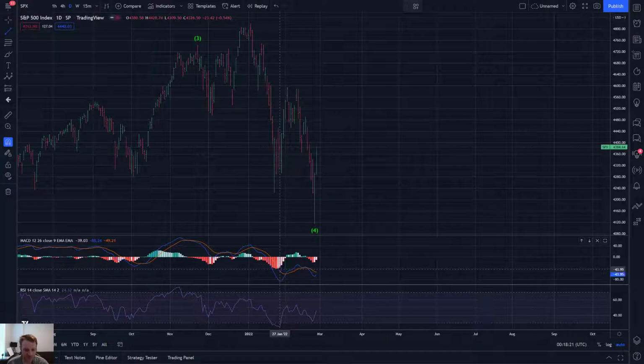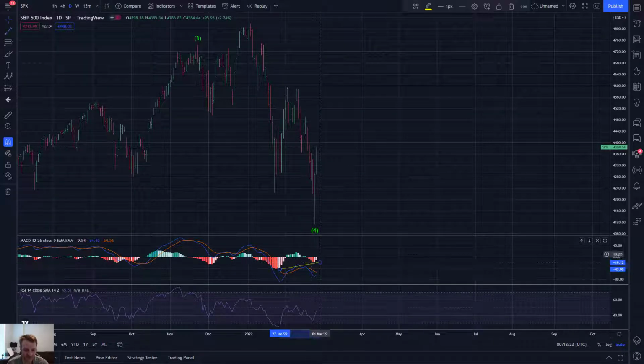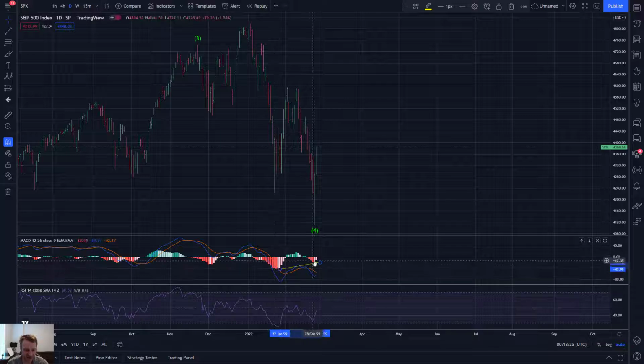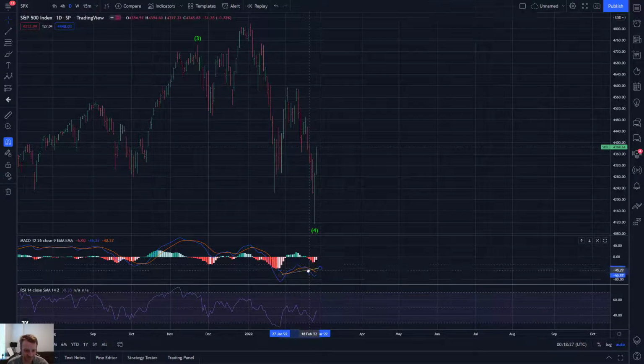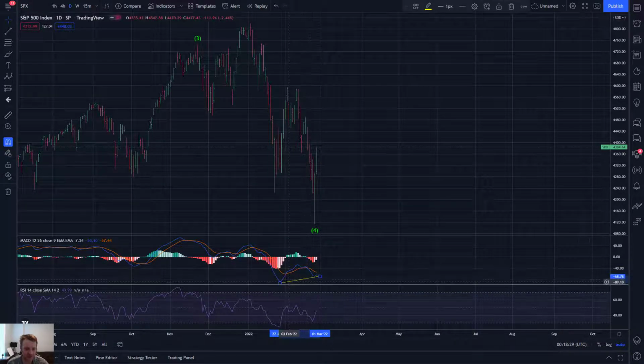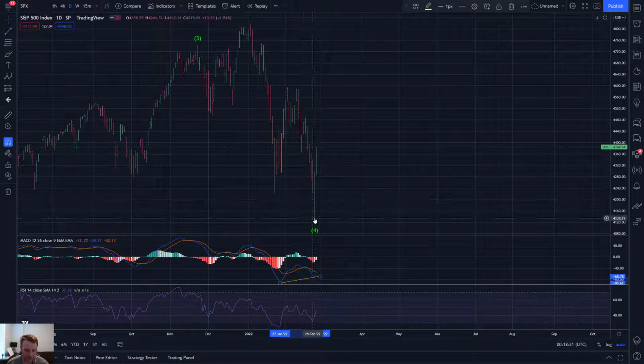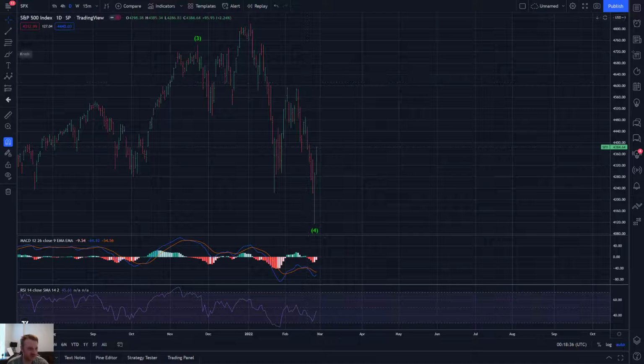We have a bullish divergence on the MACD histogram: lower low in price, but higher low on the MACD histogram. I could also say the same thing about the MACD moving averages: lower low in price, higher low on the MACD moving averages. So I want to point out that divergence.